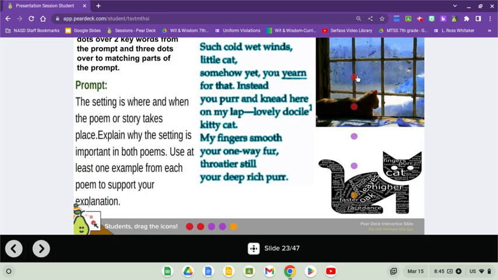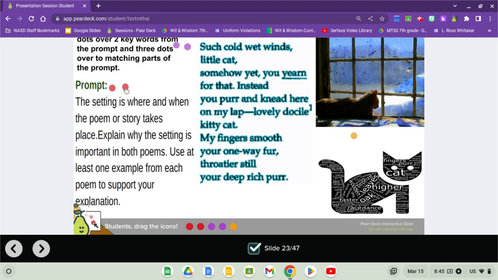Slide 22. Let's break that one down a little bit. If you could drag your two red dots over to the prompt, please drag your two purple dots up by the top of the poem by such cold, wet winds. And please drag your orange dot between the word cloud and this cat by the window.